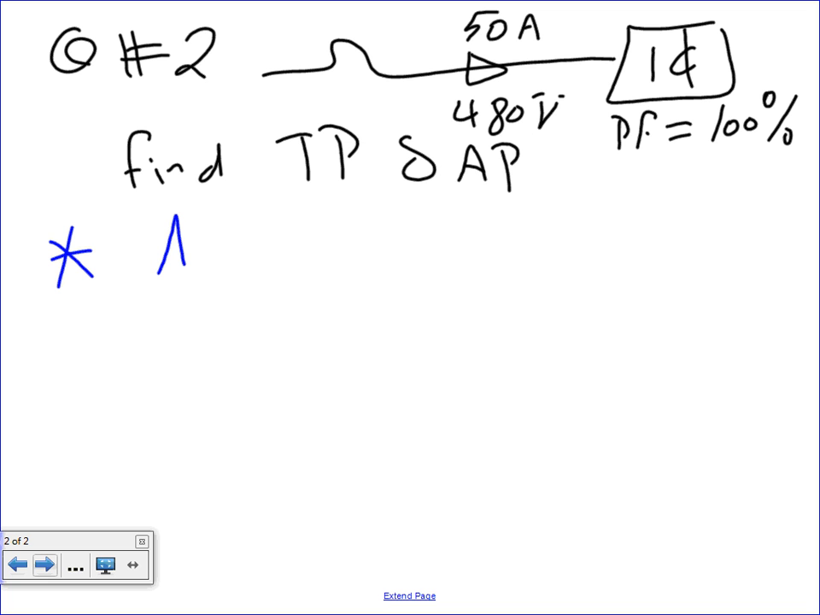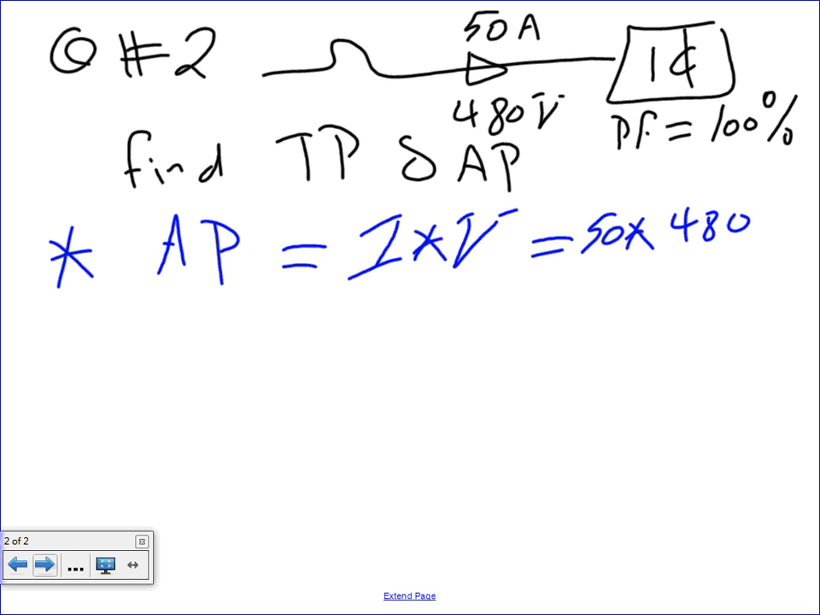So I need to find AP. What's the apparent power for the system? It's single phase, so the formula is I times V. Do I have to multiply by 1.73? No. So you have your I. What's your I? 50 amp. What's your V? 480 volt. What do you get? 50 amps times 480, you get 24 kVA. Piece of cake. Apparent power is always the amp times the voltage. No power factor.